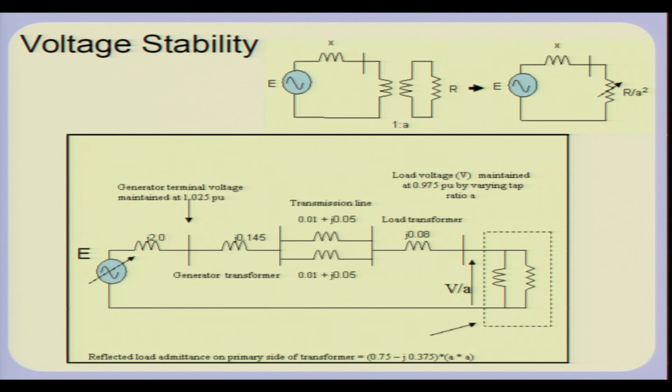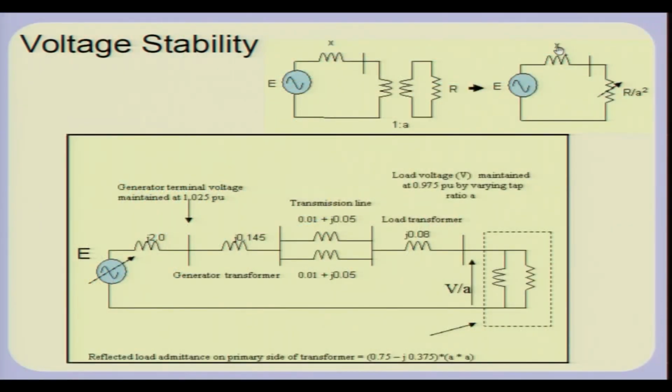So, this is exactly what I was saying some time ago, that if you are past the point where R by A square is less than X, then any action of the tap to restore this voltage by increasing A will in fact produce exactly the opposite effect that you intend. Then the voltage will keep on dropping and the tap will go on increasing, but the voltage will keep on dropping. So, this situation can occur if X is large. Normally we do not expect this to happen.